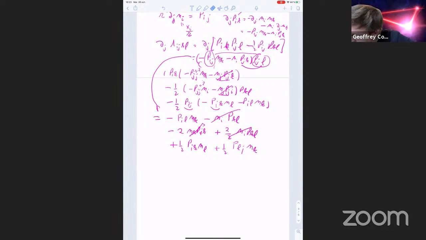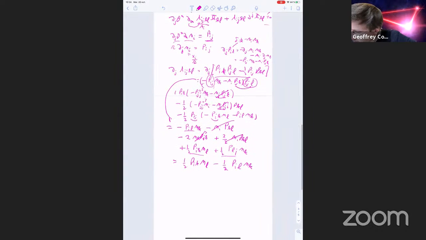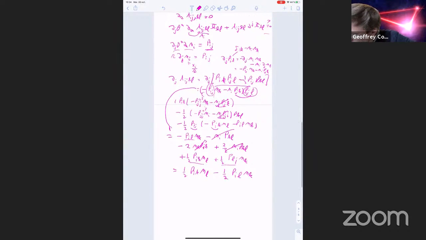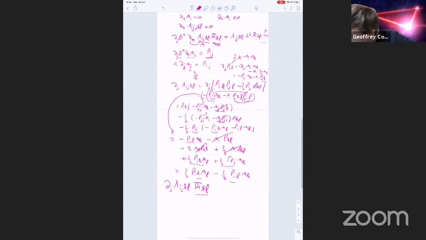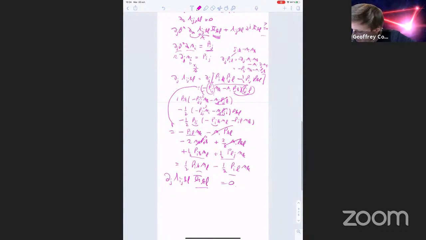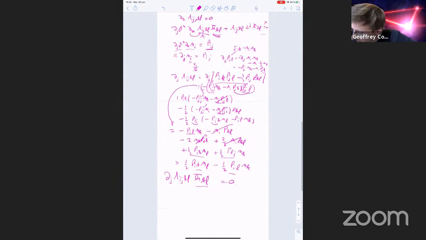So overall, it seems that I didn't get it right. I have this term which is left, and that one I have a minus, so it's minus 1/2 p_il and k. So I got this term. Well, I should have gotten 0. Yeah, it's contracted with something symmetric. So I computed dj lambda_ijl, and now I have to contract with h_kl, and that one is symmetric in k and l. So these two terms cancel, and I get 0. Okay, good. Well, it's a bit long.